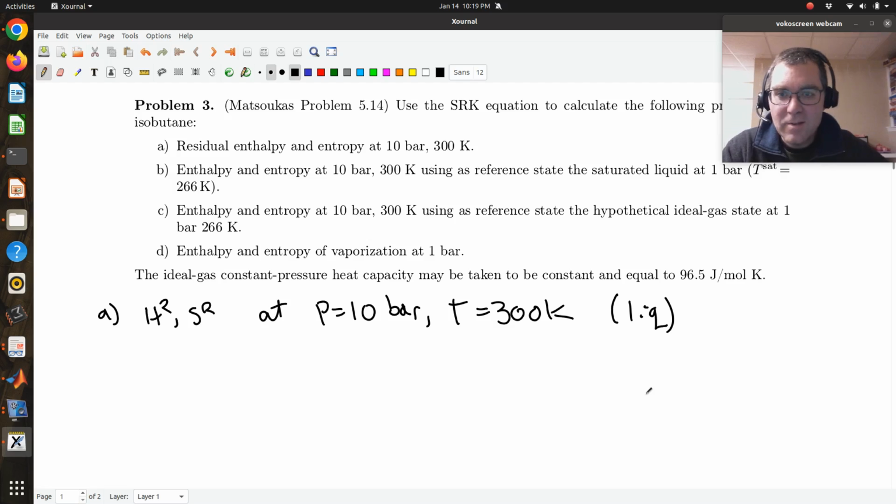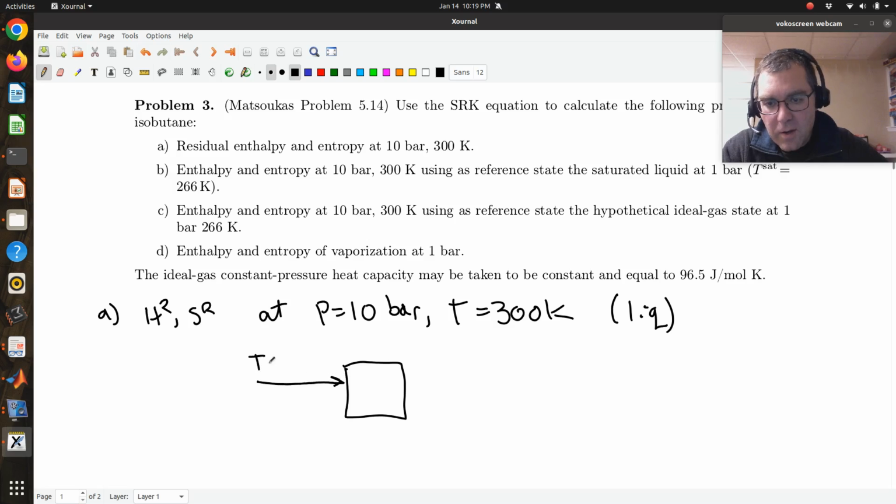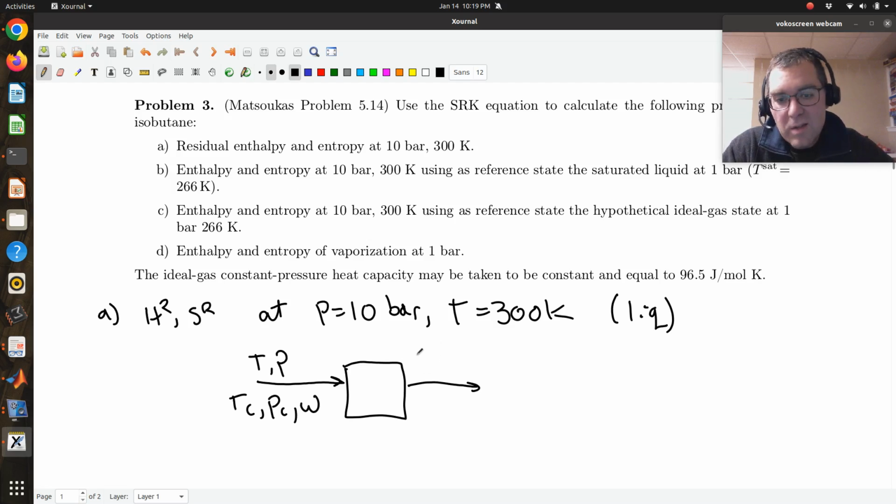Now the key, in terms of calculating residual properties with my equation of state, is I have this black box. In goes my temperature and pressure, and then I need parameters Tc, Pc, and omega. And then out, in the context of chapter 2, comes my molar volume and compressibility, and it also returns the ideal gas molar volume. And now this is updated in chapter 5 to also return HR and SR.